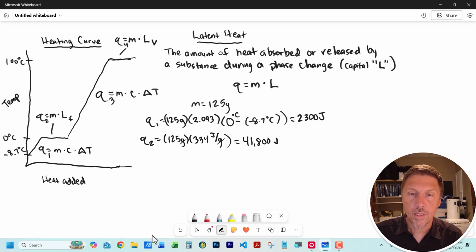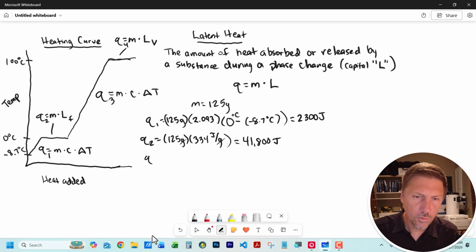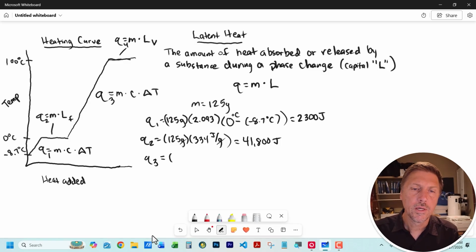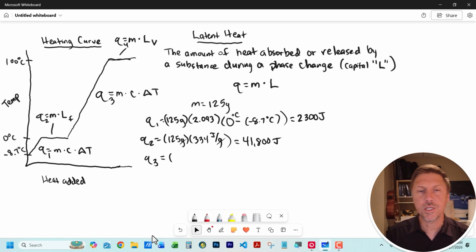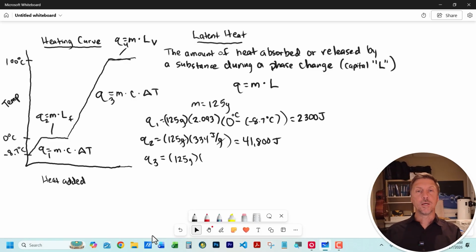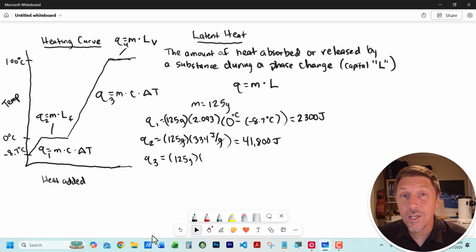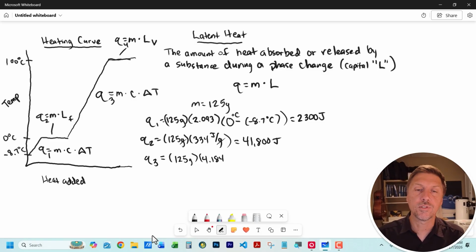All right. Now we're moving on to the next part of our curve, the largest portion of our curve here, where it goes from 0 degrees Celsius to 100 degrees Celsius. We called it Q3 in our drawing. We're back to using this equation, M times C times change in T. M is again 125 grams. This particular C, the specific heat capacity, is that of liquid water, which we've memorized to be 4.184 joules per gram degrees Celsius.